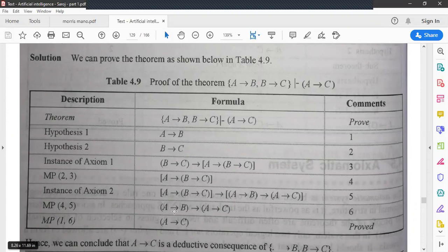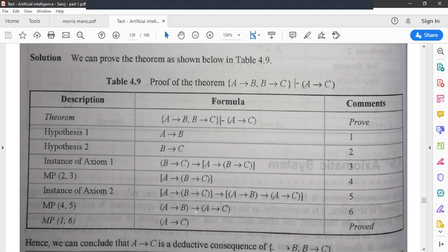Modus ponens rule, when you apply on line number 4 and 5. In line number 4, you find A implies within parenthesis B implies C. And then in line number 5, so this is like alpha, and this is alpha implies beta. So in modus ponens rule, what you do? You just eliminate alpha part. You write only the beta part, which is the consequent. So after application of modus ponens, you get A implies B, which in turn implies A implies C. So this is line number 6.